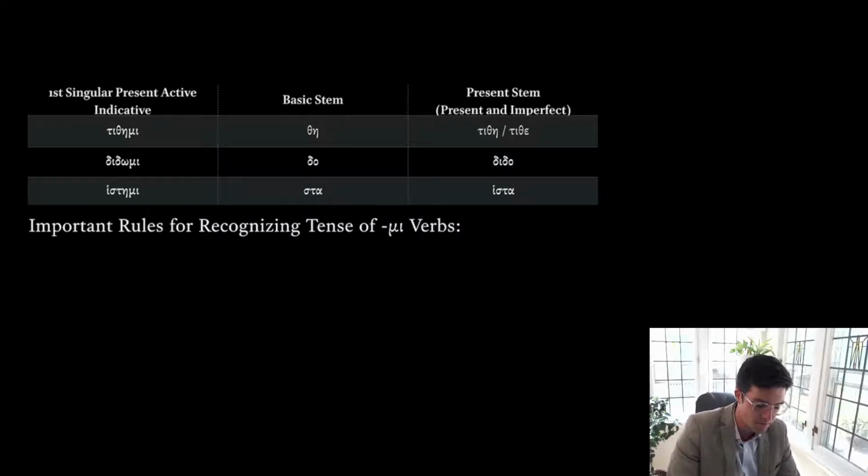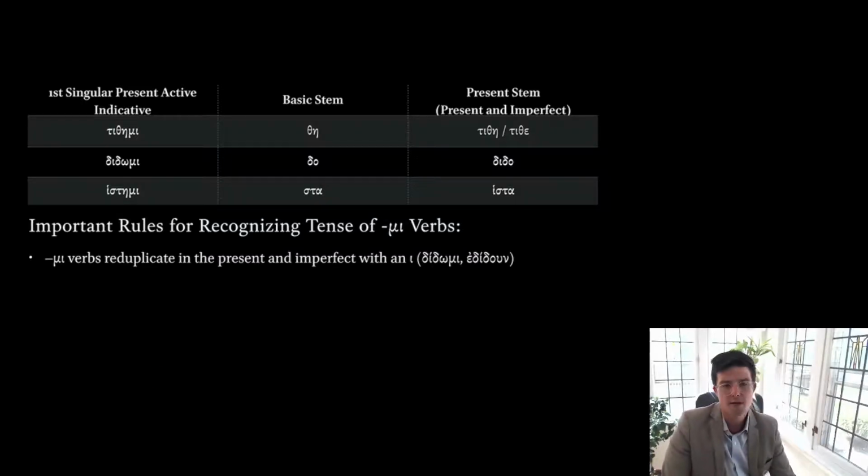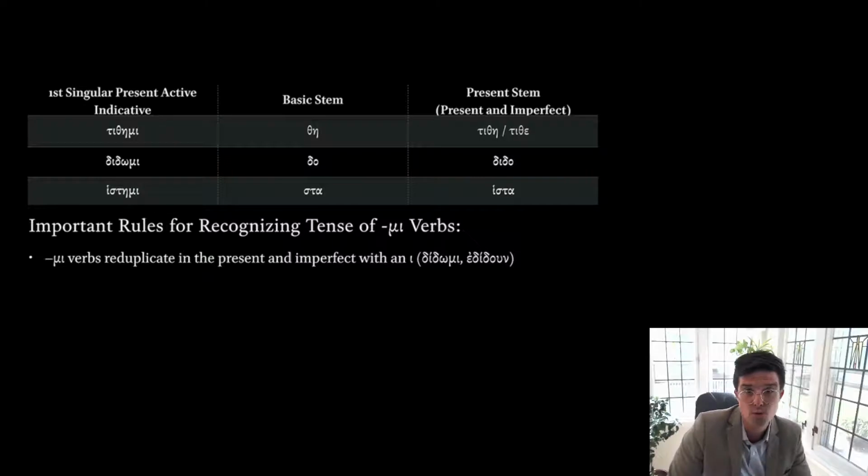So what I've given you up here is the basic stem of each of the most common mi verbs in the Greek New Testament, and then also the present stem upon which the present and imperfect are built. And why these changes happen will make sense in just a second when we lay out these rules here. So the first rule of mi verbs is that mi verbs reduplicate in the present and imperfect tenses.